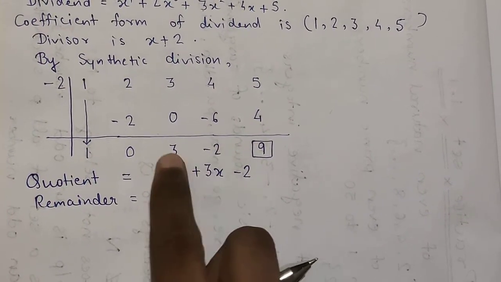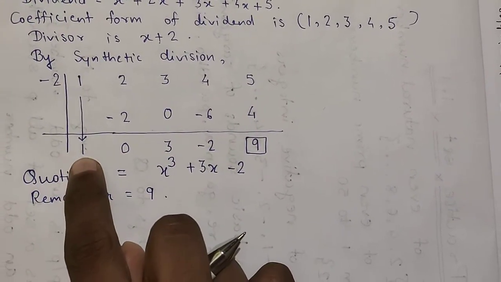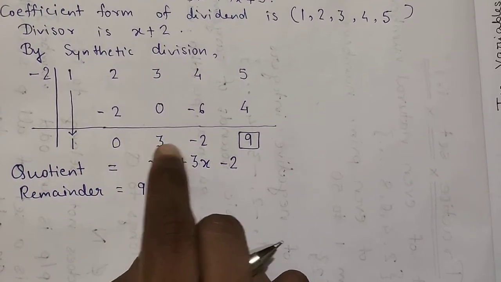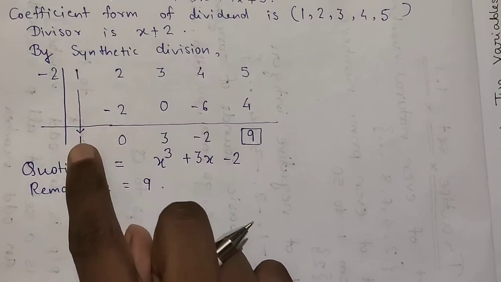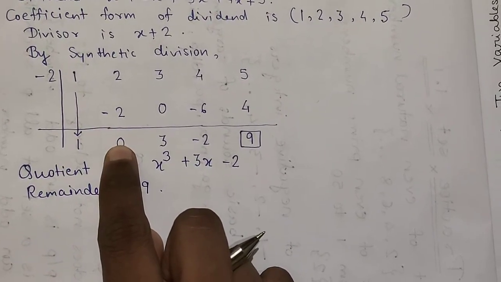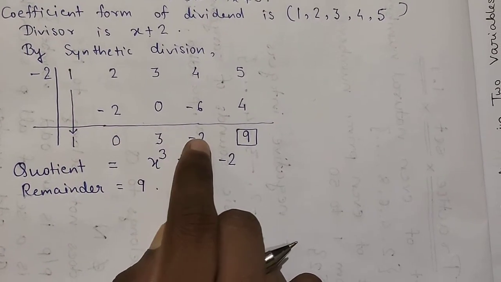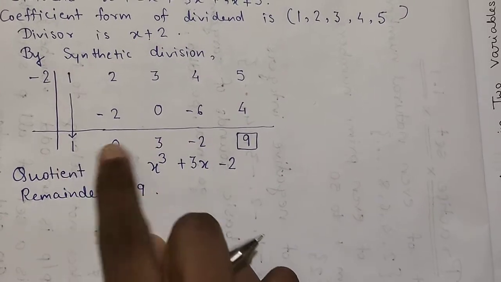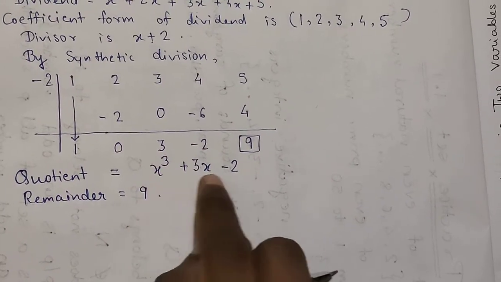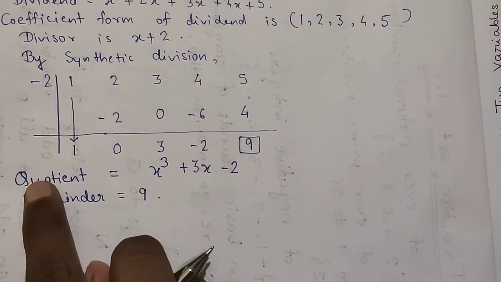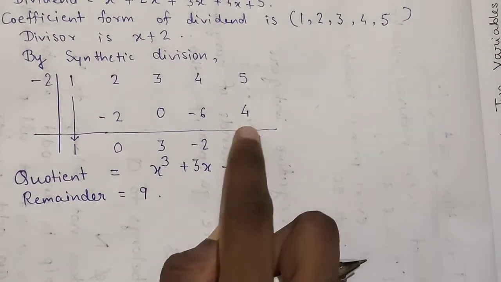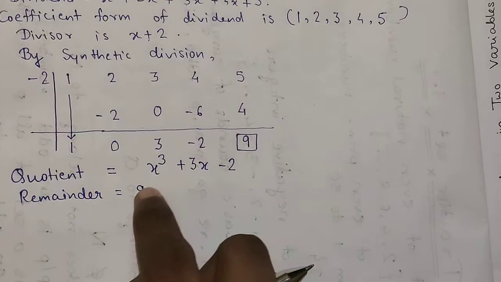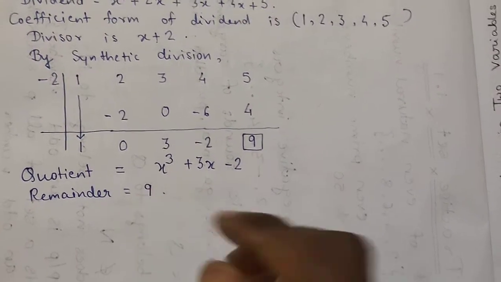See how many terms are there? 4. So this is x cube, this is x square, this is x, and this is the number. The last one is always your number. So x cube, 0x square, no need to write, this is 3x, and this is minus 2. So x cube, 3x minus 2. That is what I have written here. That is your quotient, and that final number put in the box is your remainder.